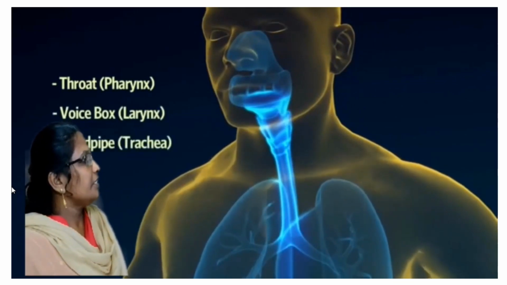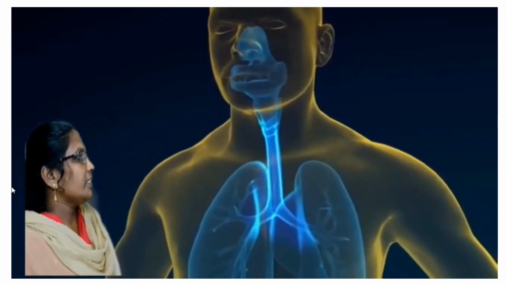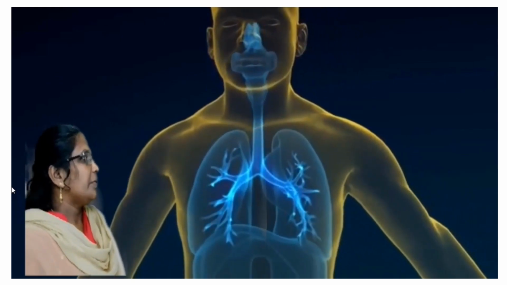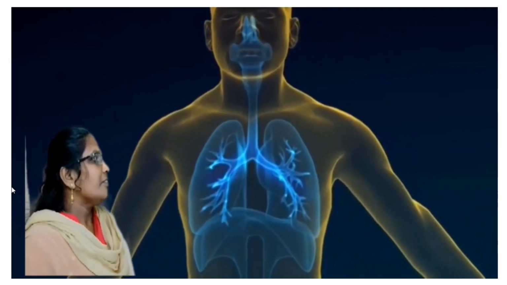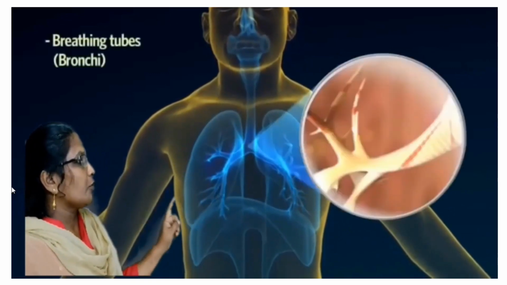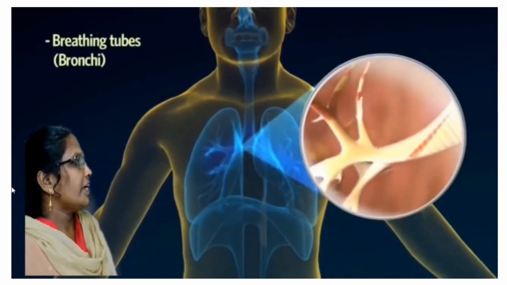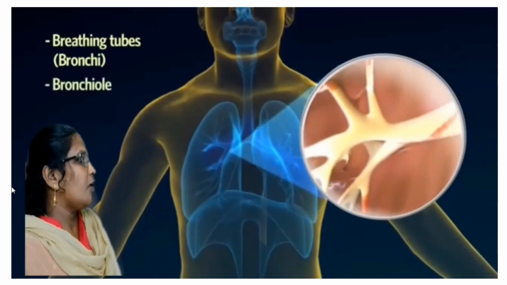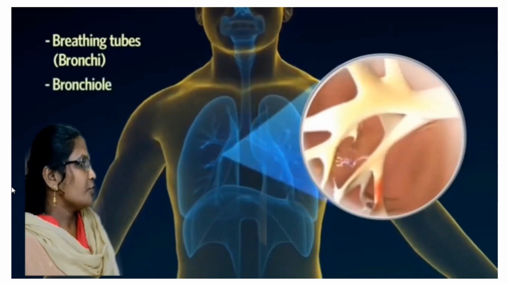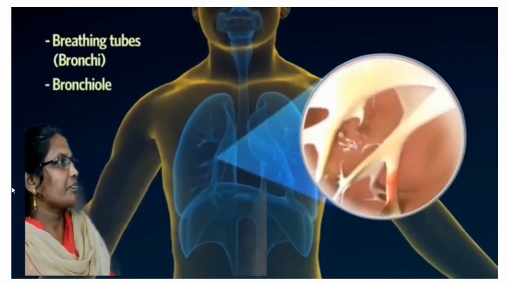The throat, also called the pharynx, carries air from the nasal cavity to the voice box, also called the larynx, and then to the windpipe, also called the trachea. The windpipe further divides into two parts which carry gases to the lungs. The breathing tubes are called bronchi, which are further divided into bronchioles. The breathing tubes divide multiple times till they form alveoli, also called air sacs.